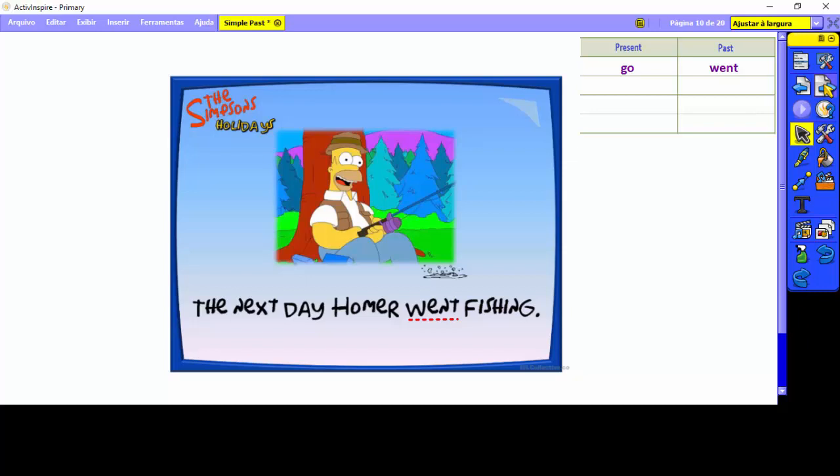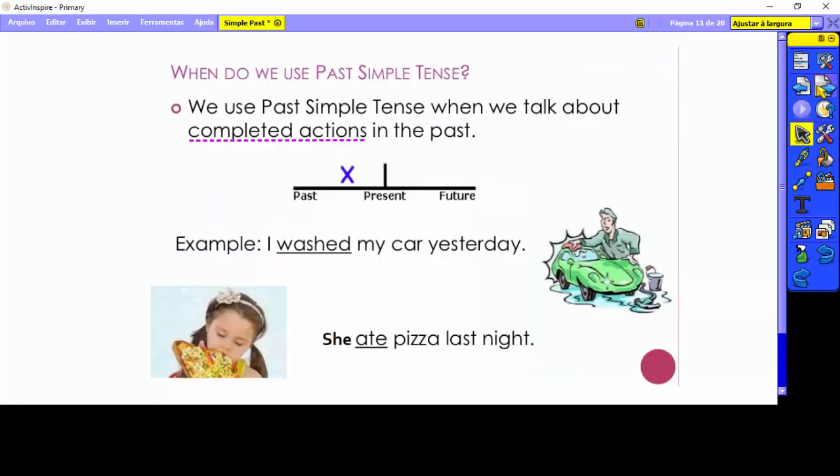Okay, guys, now let's talk about the simple past. When do you use past simple tense? We use past simple tense when we talk about completed actions in the past. Okay, so we are right here in the present and we are talking about actions that are things that are finished. Okay, so for example, I washed my car yesterday. She ate pizza last night.